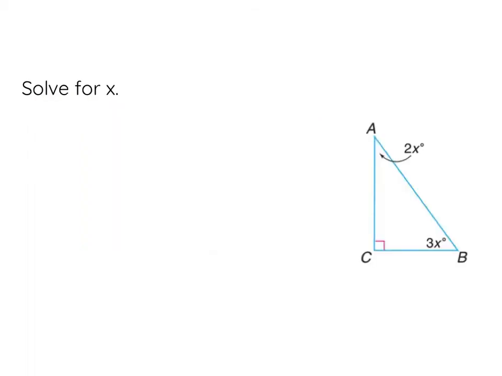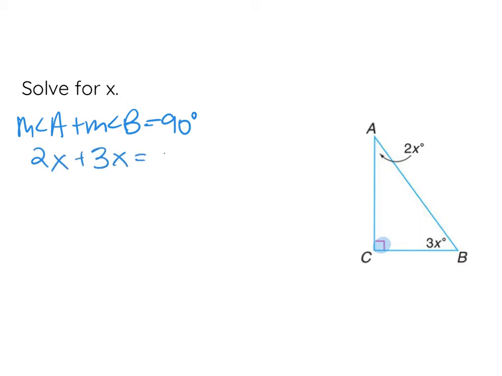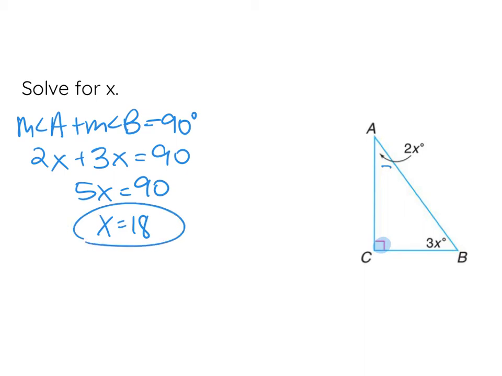Okay, so in this one, again, we see we have our 90-degree angle. So we know that the measure of angle A plus the measure of angle B has to equal 90 degrees. So then I can just plug in 2x plus 3x equals 90. 90 divided by 5 is 18. So if it asked me to, I could plug that back in. This would be 36, and this would be 54. Okay, it didn't say to find the angle measures, but again, it's always good to double check, plug it in.